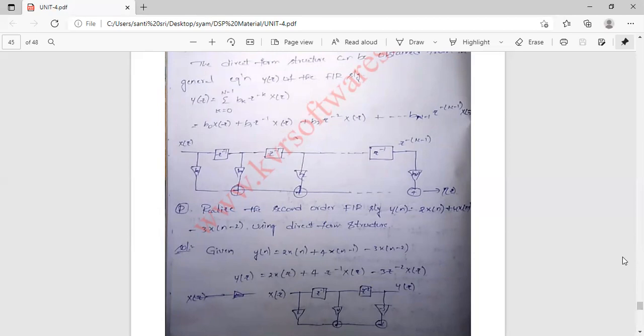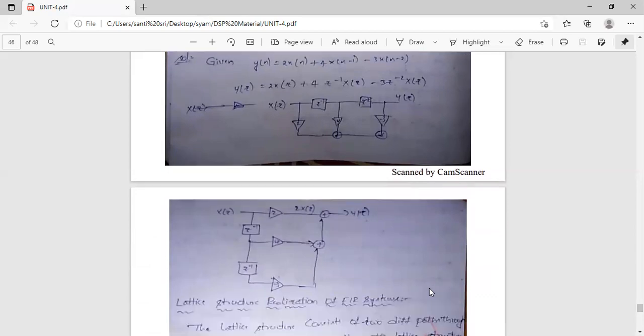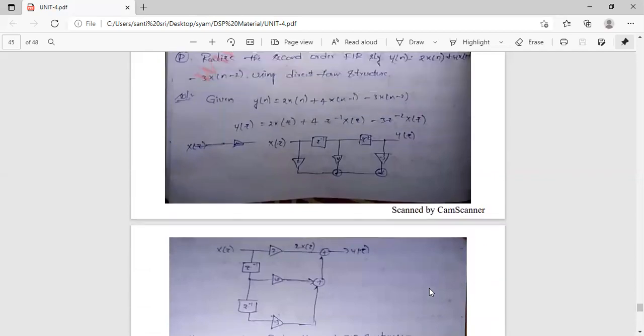By taking the Z transform of this, we will get Y(z) equal to 2 into X(z) plus 4 into z power minus 1 into X(z) minus 3 into z power minus 2 into X(z). Right? So this is X(z) into 2, plus z power minus 1 into X(z) into 4, plus X(z) into z power minus 2 into minus 3. So we will get Y(z) like this. Or we can write this as X(z) into 2, which will be added to z power minus 1 into X(z) into 4, and z power minus 2 into X(z) into minus 3. It all will be added so that we will get Y(z).